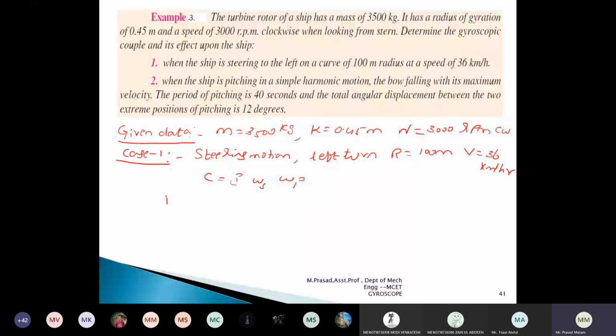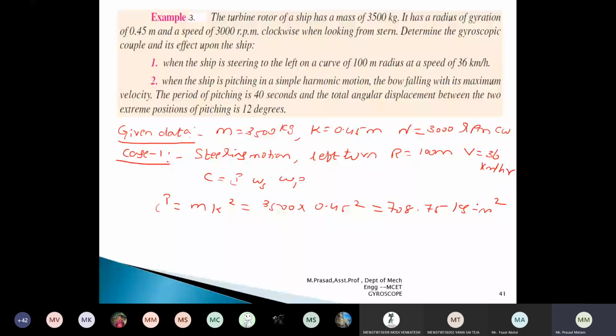I is equals to m into k square. Mass is 3500, K is 0.45 square. Give me the answer for this one. Students, give me the answer. It comes to 708.75 kg meter square. That is the I value we got.